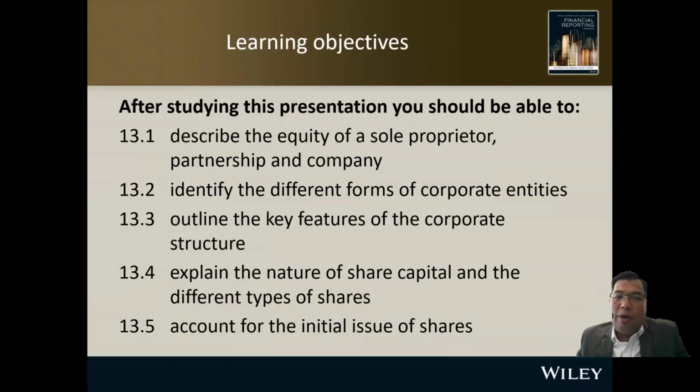Number one, I'm going to explain the equity of a sole proprietor, partnership, and company. This is just a revision of what you have learned before during your EK 112 and EK 200. Number two, identify the different forms of corporate entities. Companies have different types: limited, unlimited. There are many types of companies depending on the country. Some countries might only have limited and unlimited, but some countries have more variation of companies.